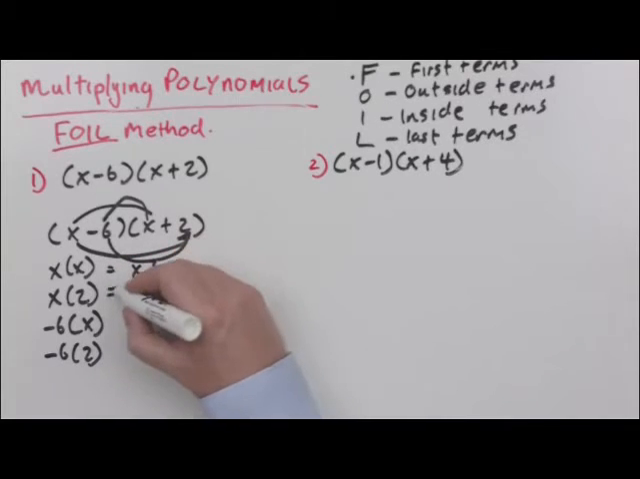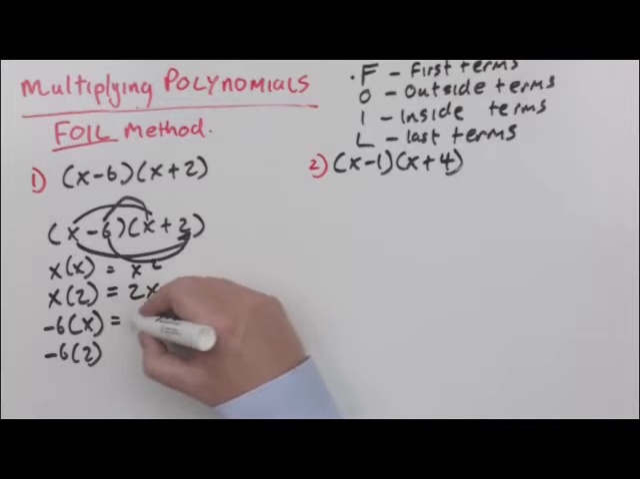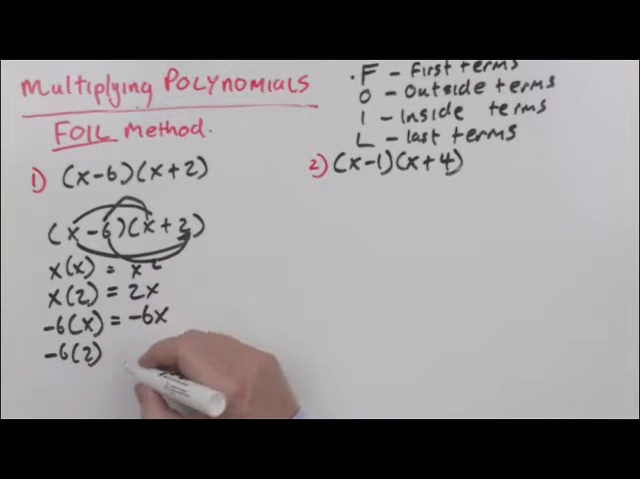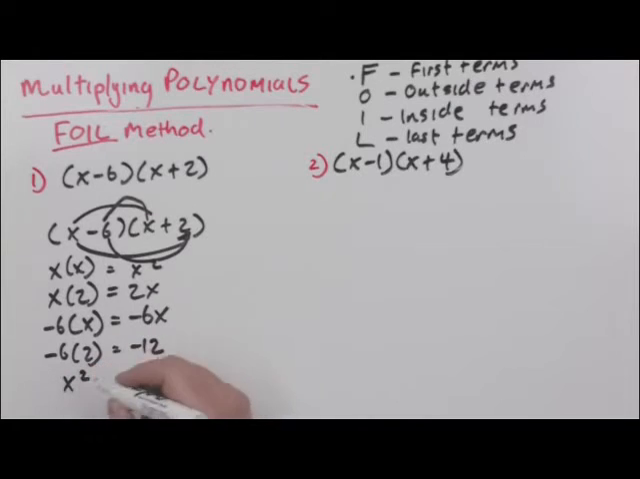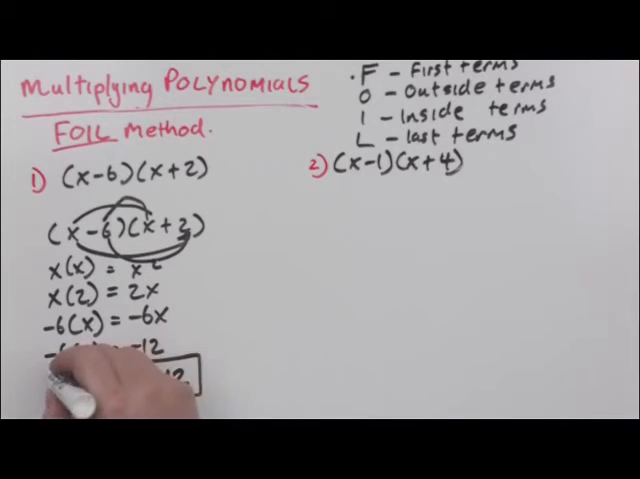See, x squared, 2x, negative 6x, and negative 12. That's x squared, and of course 2x minus 6x is negative 4x minus 12. Great, and that is the FOIL method. Let's look at it again.